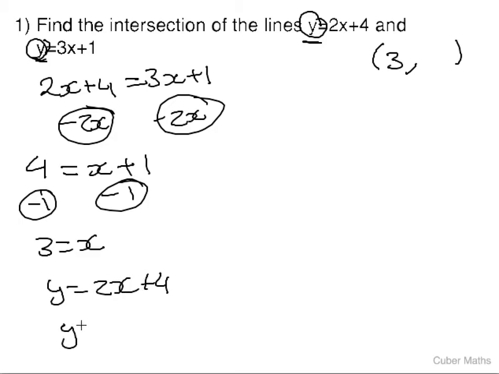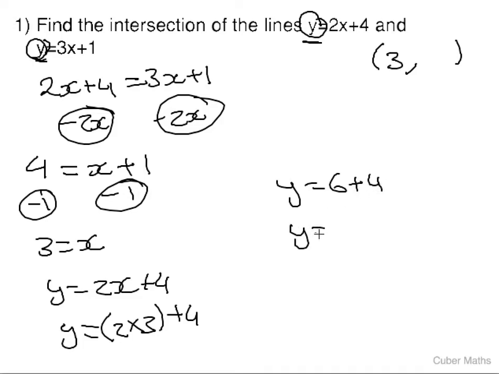So we've got y is equal to 2 times 3 plus 4. So y is equal to 6 plus 4. So y is equal to 10. So our point of intersection is 3, 10.